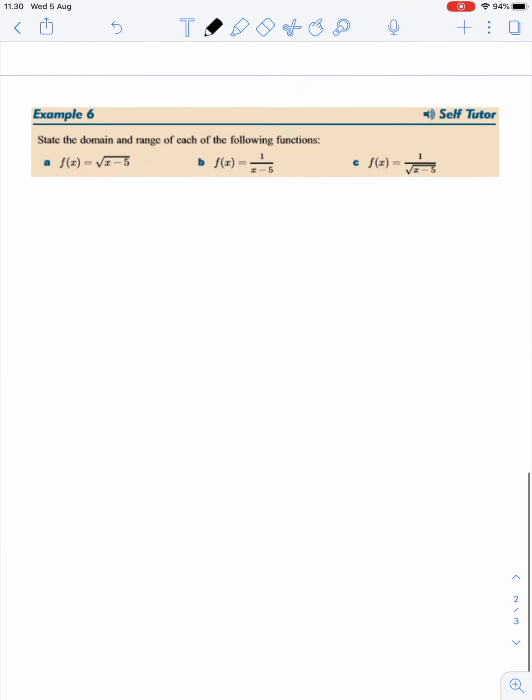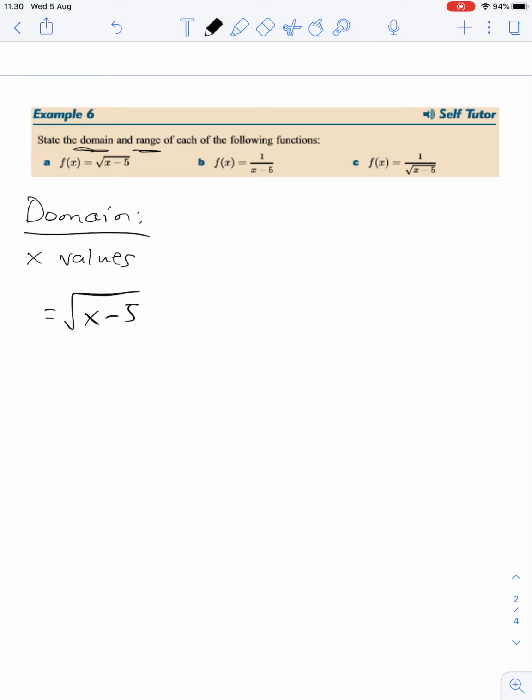Let's look at example number 6. State the domain and range of each of the following functions. We don't have a graph, and let's say we don't have a graphing calculator. How can I know what my domain is? Well, remember, your domain is x values, right? So, for instance, square root of x minus 5. This function is unique.